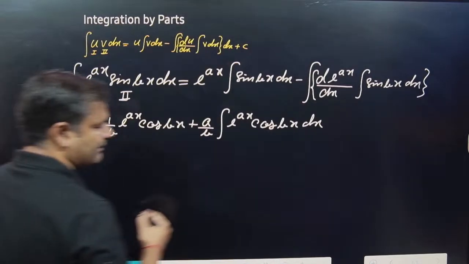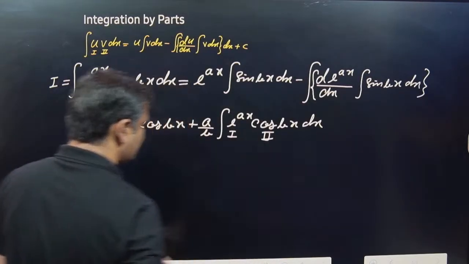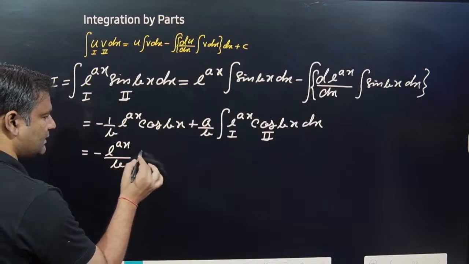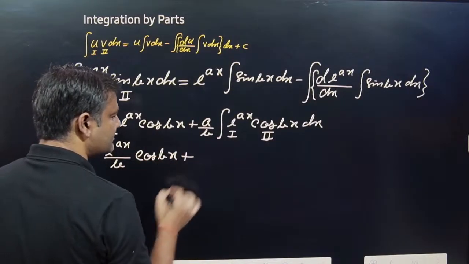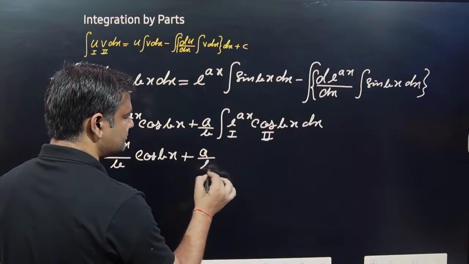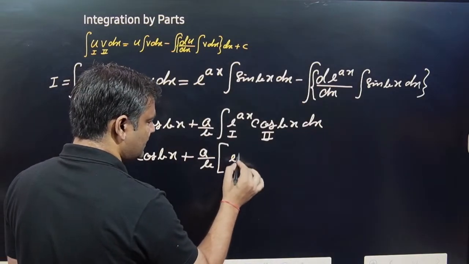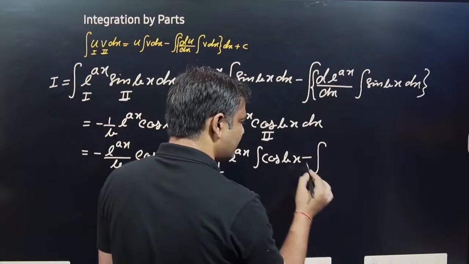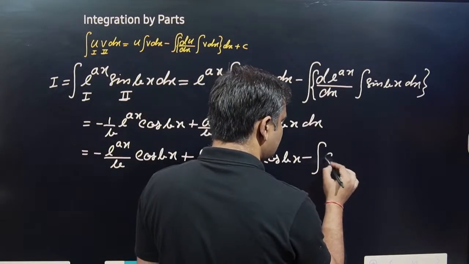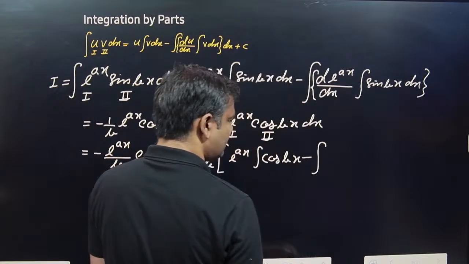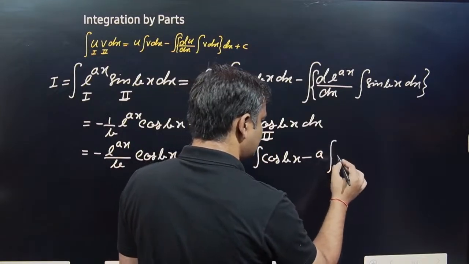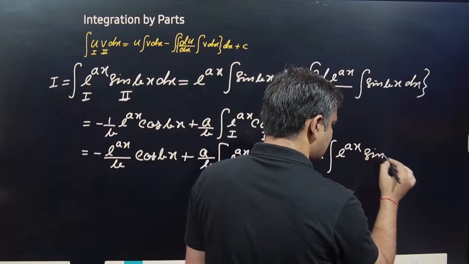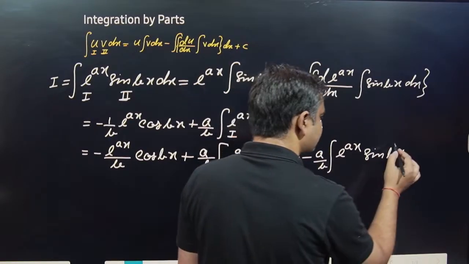Now again, this is the first function and this one is taken as the second function. So look here, we get e to power ax divided by b into cos bx, plus a by b, first e to power ax into integration of cos bx, minus differentiation of e to power ax, which is a into e to power ax, into integration of cos bx, simply sin bx divided by b, into dx.